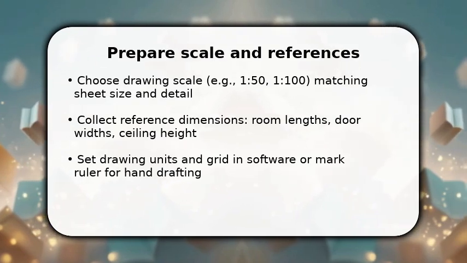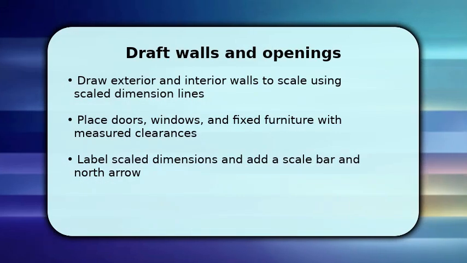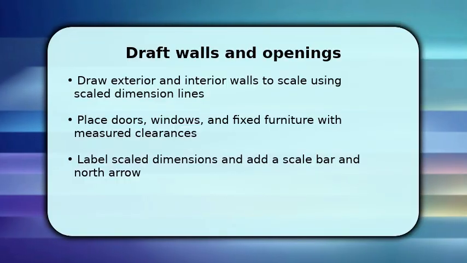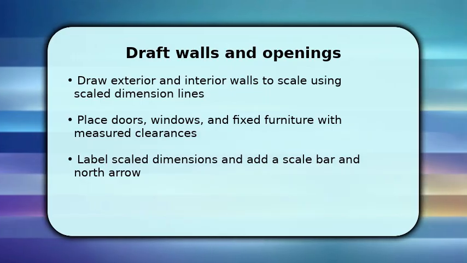floor plan baseline. You now draft walls precisely. Draw the outer shell first, snapping or measuring to the scaled lengths you prepared. Once done, place openings, doors, and windows, measuring clearances so swing and furniture fit correctly. This avoids conflicts later. Make sure to dimension critical spans in scaled numbers, not real-world values, and add a visible scale bar and north arrow for reference.